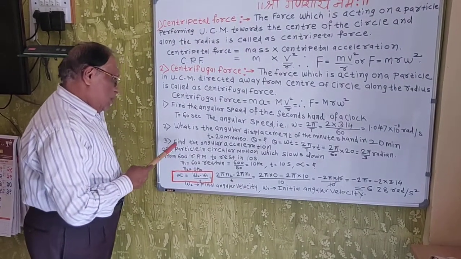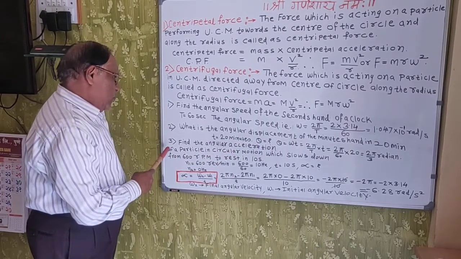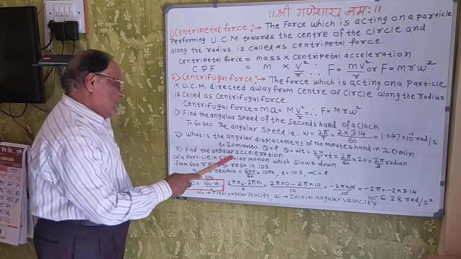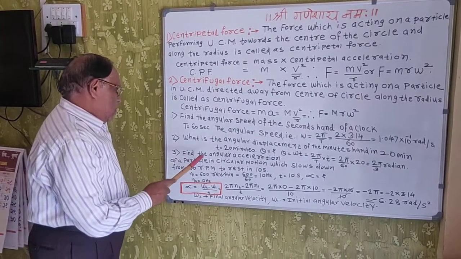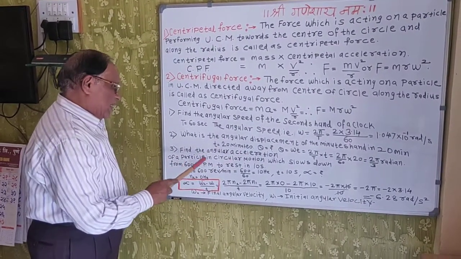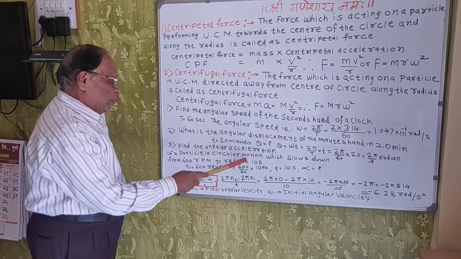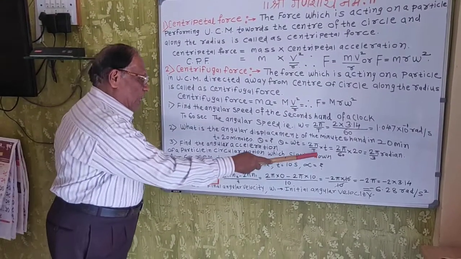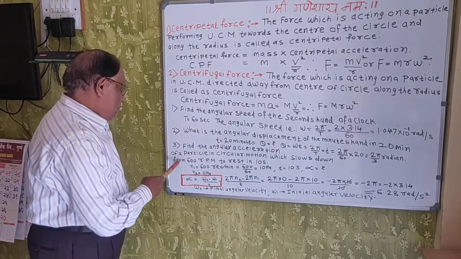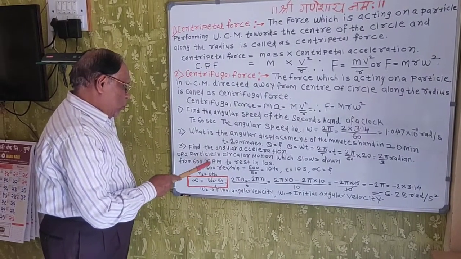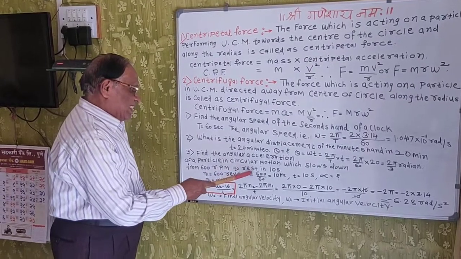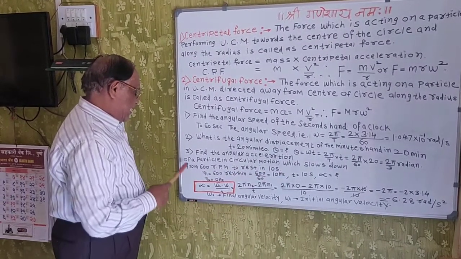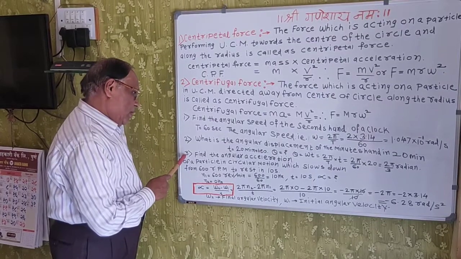Now here we are going to find the angular acceleration of a particle in circular motion which slows down from 600 revolutions per minute to rest in 10 seconds. This is the third example.